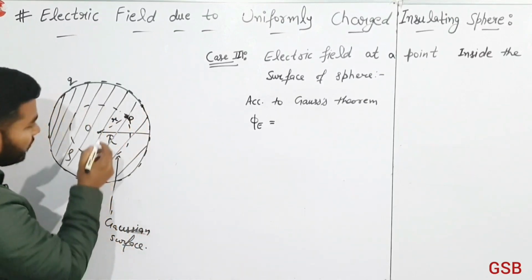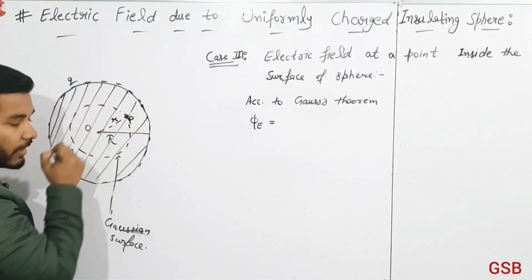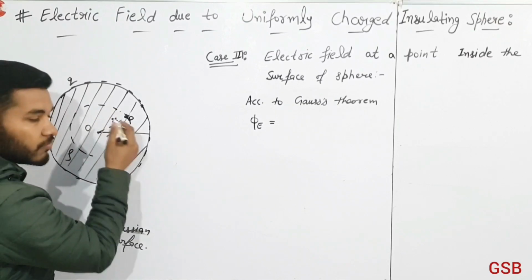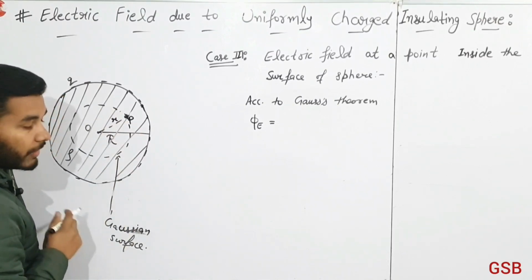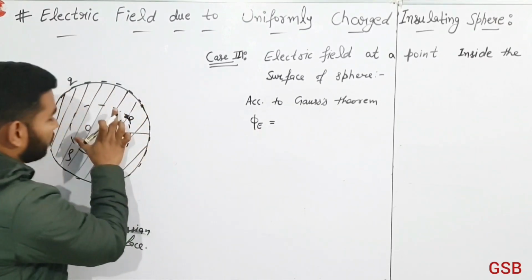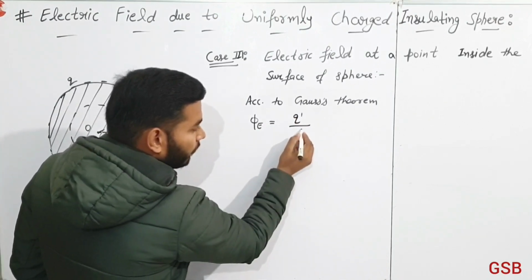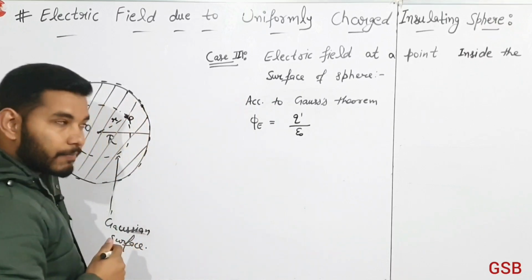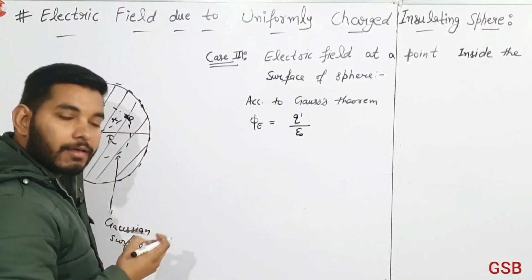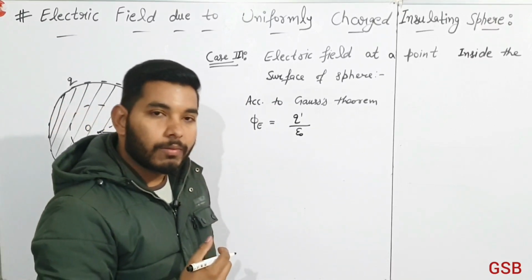But in this case, we do not consider the complete sphere. We consider a sphere having radius small r. So in this case, the charge enclosed by the small sphere is Q dash, and according to Gauss theorem, phi E is Q dash by epsilon naught. But what is the relation between Q dash and Q?